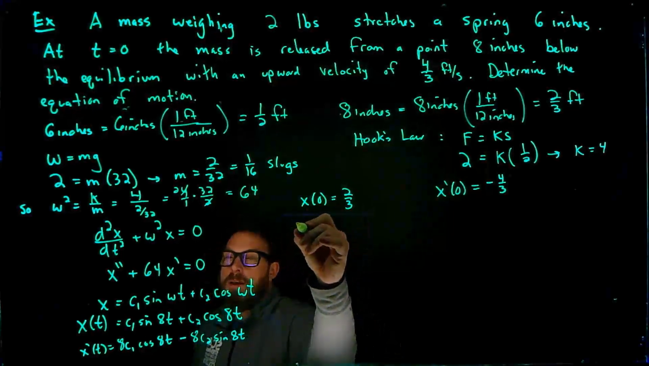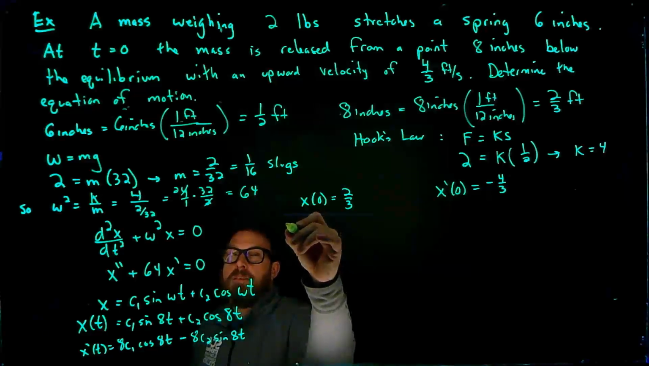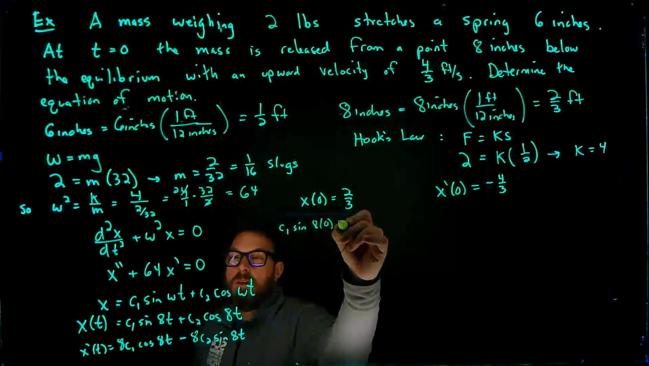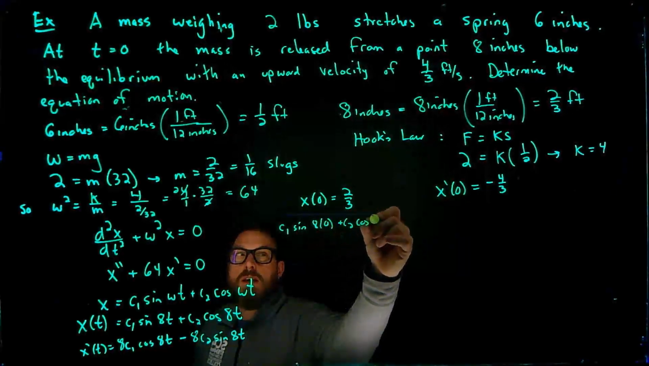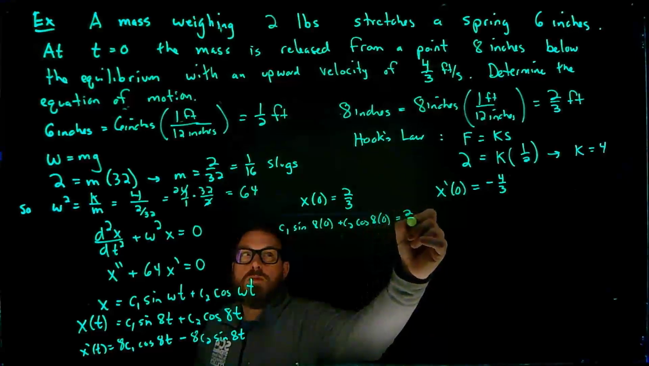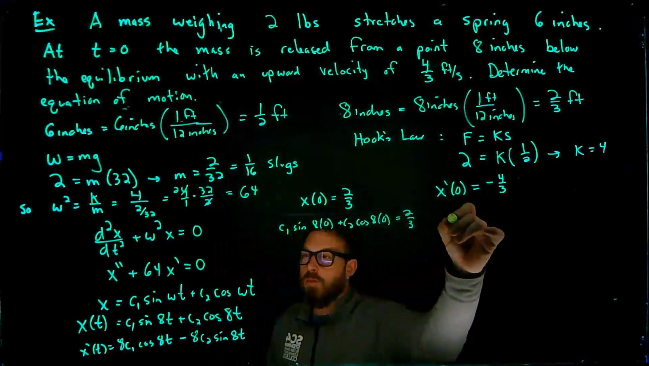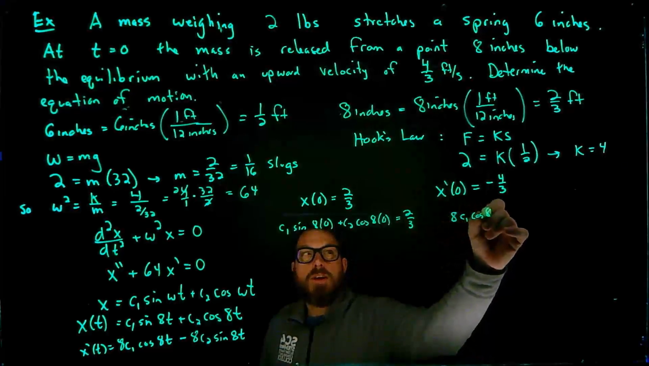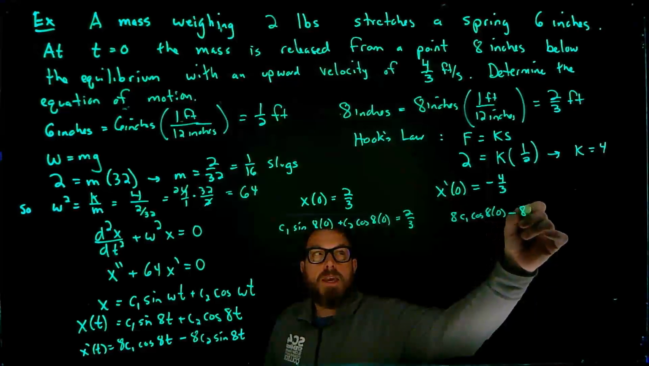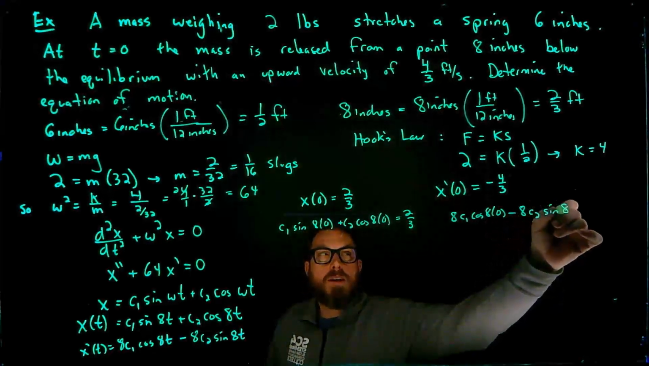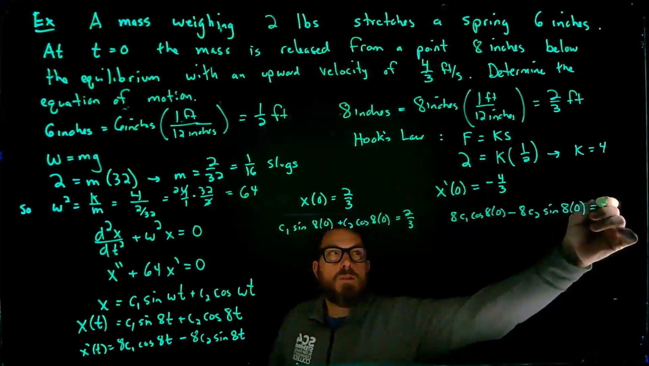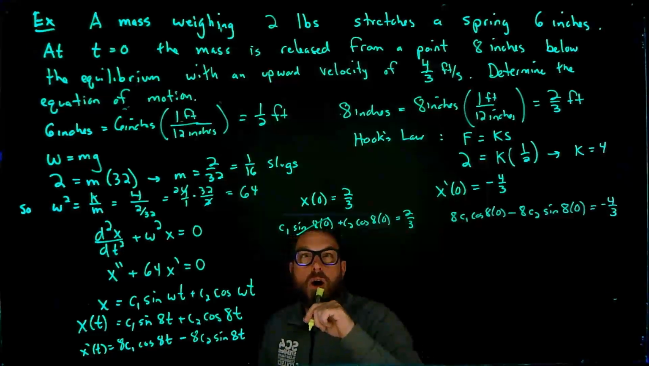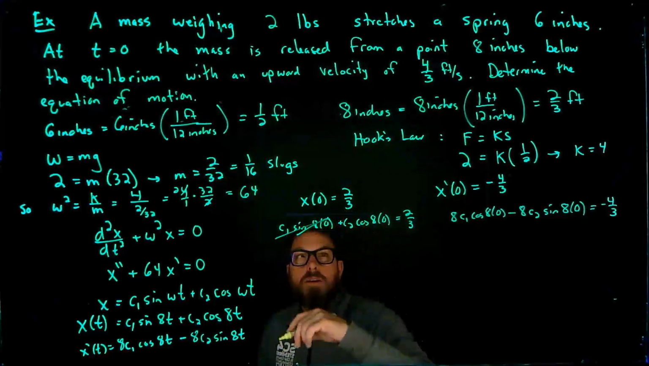So c1 sine of 8 times 0 plus c2 cosine of 8 times 0 is equal to 2/3. And then similar over here, we have 8c1 cosine of 8 times 0 minus 8c2 sine of 8 times 0 is equal to minus 4/3. Now the sine of 0 is 0, so that's gone. So this whole thing is gone.